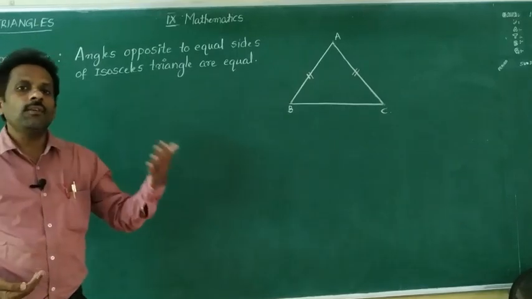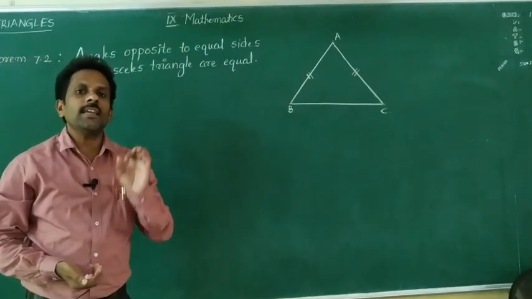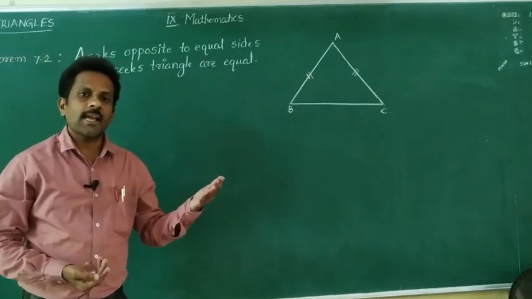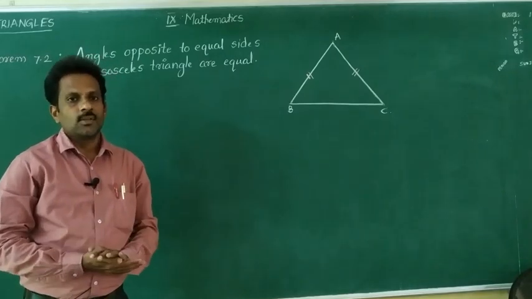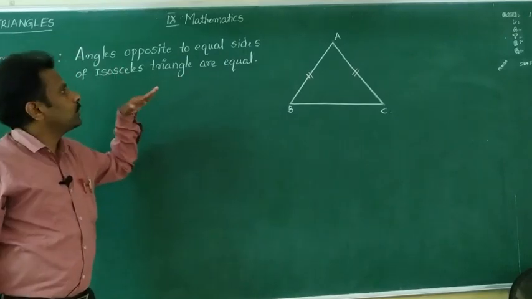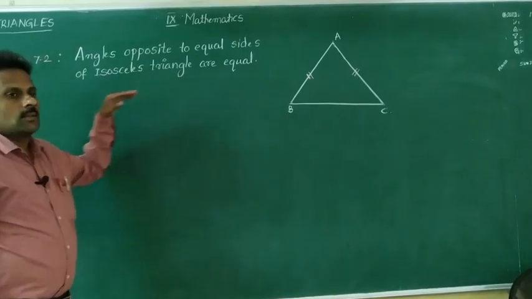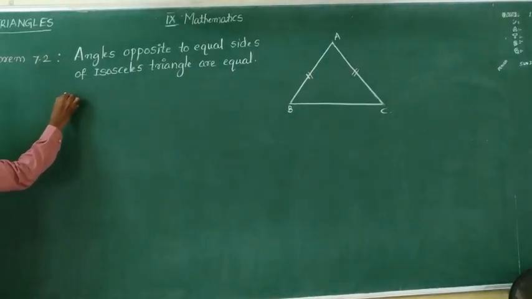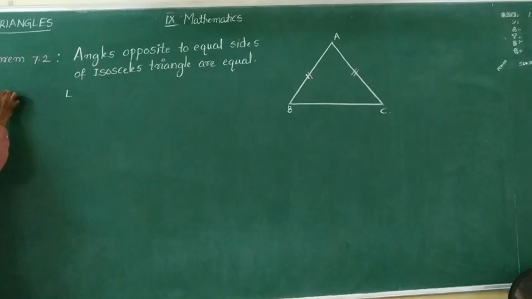So recently what did we learn? We learned the congruency rules of triangles, SAS as well as ASA. So by using one of those congruency rules, we have to prove the theorem now. So let us see how we can prove it. So here, this is the proof, children.